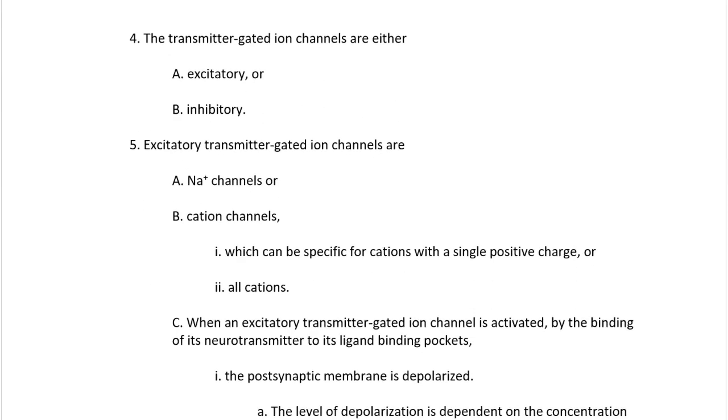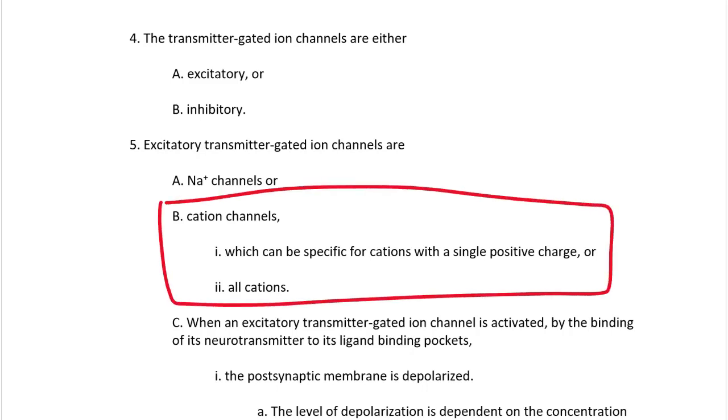Transmitter-gated ion channels are either excitatory or inhibitory. Excitatory transmitter-gated ion channels are sodium or cation channels, which can be specific for cations with a single positive charge or all cations. So these cation channels can be specific for cations that have a single positive charge, or for all cations, meaning that even cations that have a +2 charge will go through along with the ones that have a +1 charge.